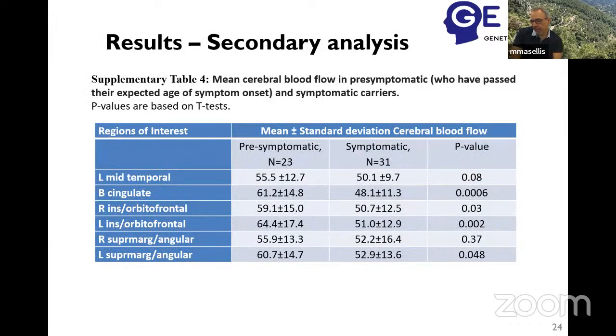We did some secondary analyses, and what this is showing here is when we look at blood flow within these particular regions, and we look at individuals who were beyond their expected age of symptom onset. So these were individuals who were after when they were expected to get symptoms of disease. The patients who remained pre-symptomatic had preserved blood flow across all of these regions, compared to those who developed symptoms. These individuals had much lower blood flow.